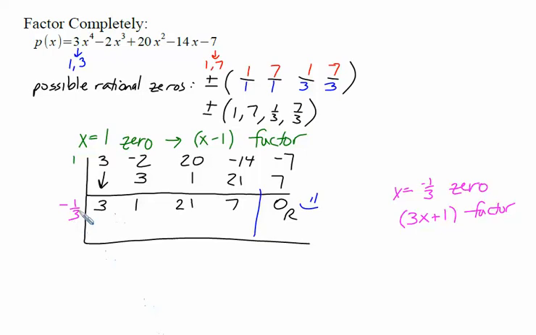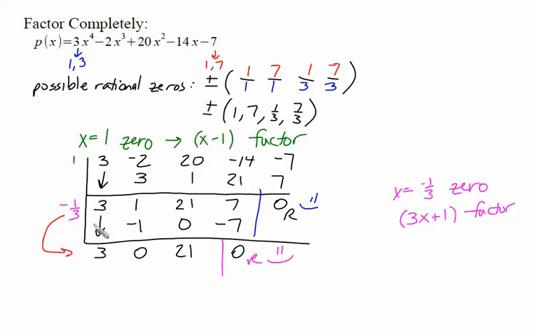Pick up where we left off. The 3 carries down, times a negative 1/3 is a negative 1. Add vertically, multiply on the diagonal. Add vertically, multiply on the diagonal, add vertically, and look again. We have another 0 as our remainder. That's exactly what should happen. If it doesn't, you made a silly mistake somewhere. Go back and double check.